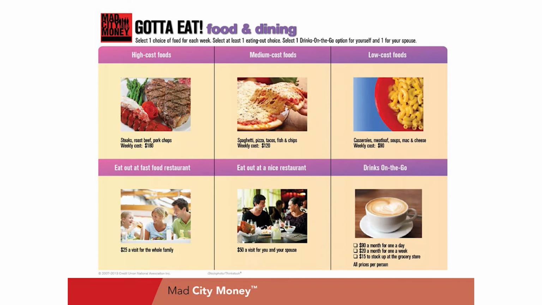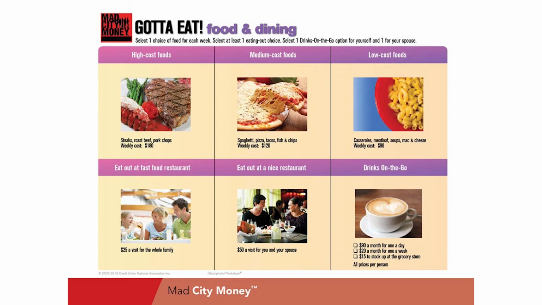Next is You've Got to Eat, food and dining. You'll want to select one choice of food for each week, select at least one eating out choice, and select one drinks on the go option for yourself and one for your spouse. You have your high cost foods. These are your specialty restaurants, your steaks, your beefs, your pork chops. These are the expensive things.